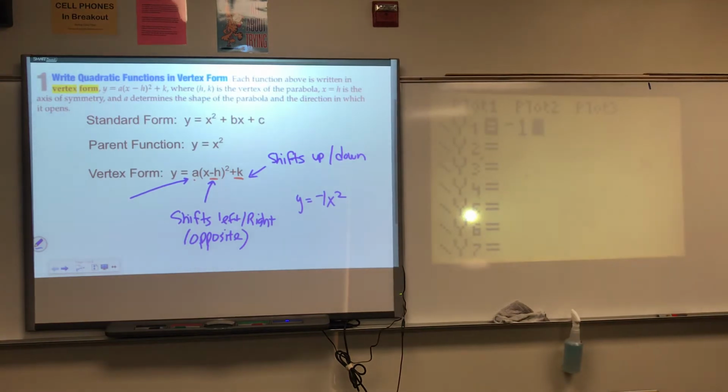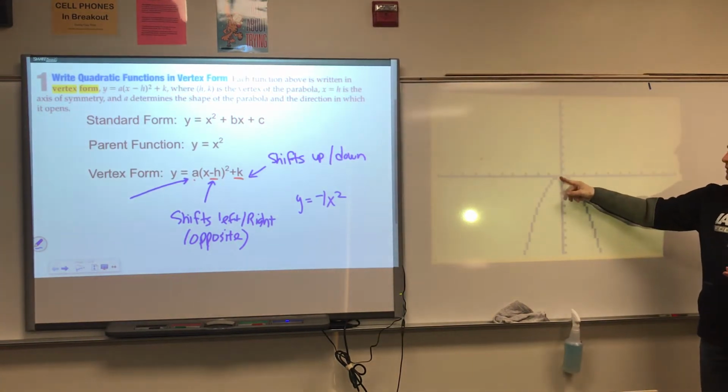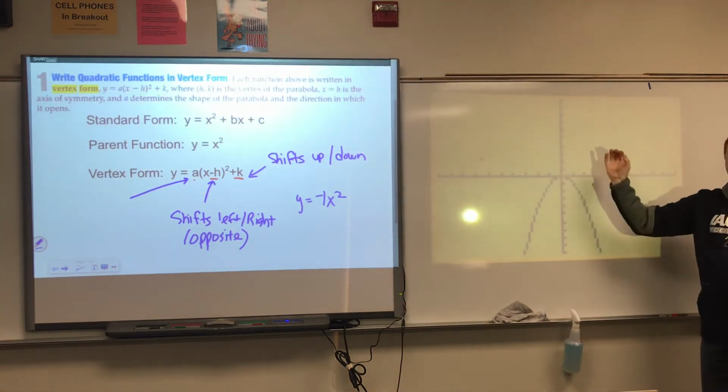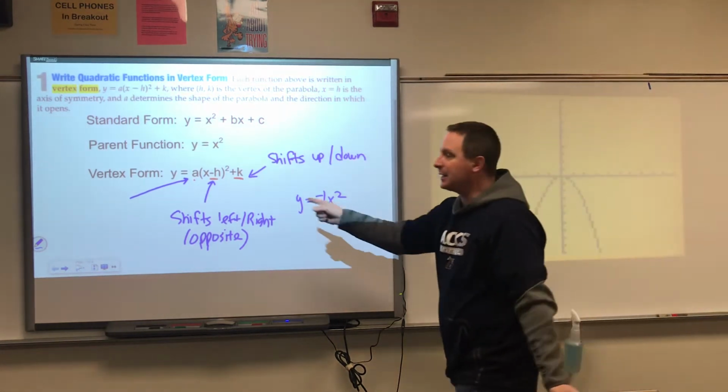If I go negative 1x squared, what that did, it didn't shift it at all. The vertex is still at 0, 0, but it opens down instead of opening up. Okay? So that's the major thing that we're going to concentrate on here with this.